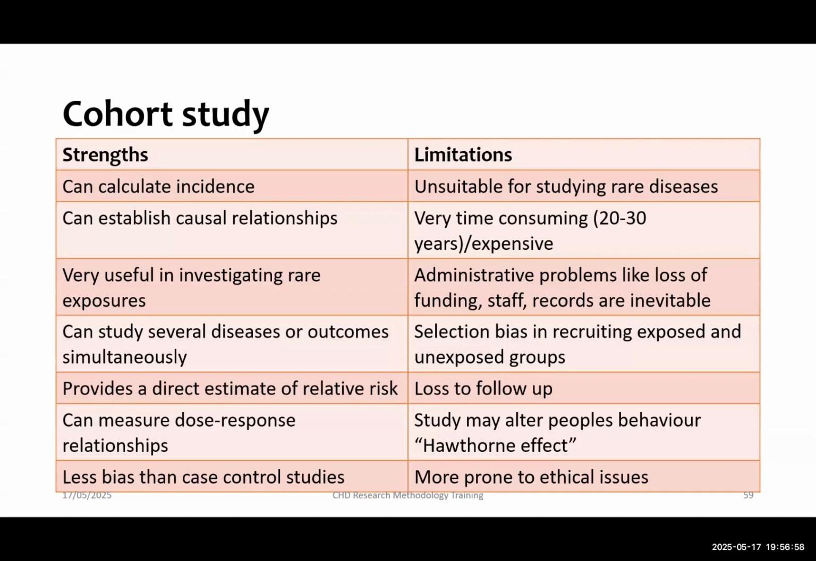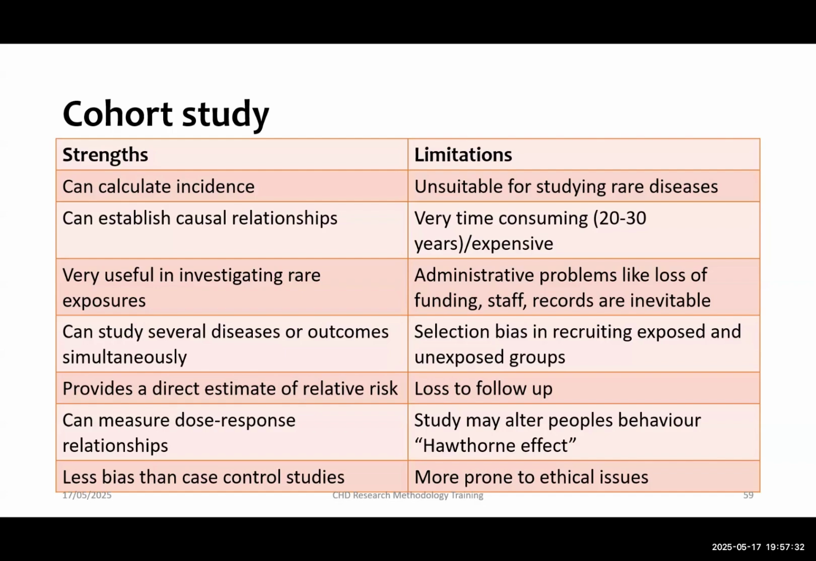And it provides you with a direct estimate of relative risk, and you can measure those dependent relationships, especially, I gave you an example, when you're using an internal comparative group. And there's less bias than in the case control study, because you're not asking them any question, especially in the prospective cohort. You're just coming and measuring and following them up. They won't say they've forgotten, because they are currently still living out what you're measuring.